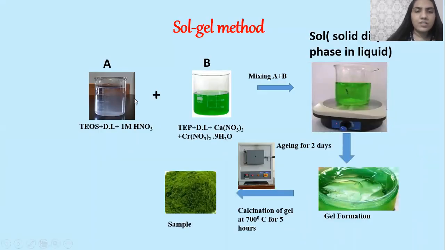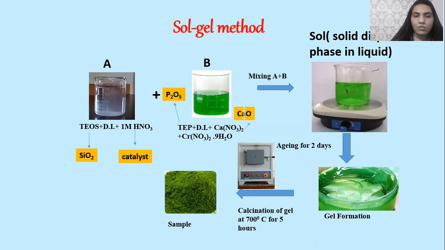Here is the method for the synthesis of the bioceramics, that is the Sol-Gel method. We are using precursors like TEOS, that is tetraethyl orthosilicate, which is a precursor of silicon dioxide, distilled water, 1 molar HNO3, which is a catalyst and acts as a gelifying agent, whereas TEP, triethyl phosphate, distilled water, calcium nitrate, the precursor of calcium oxide, and chromium nitrate nonahydrate is a precursor of chromium oxide.